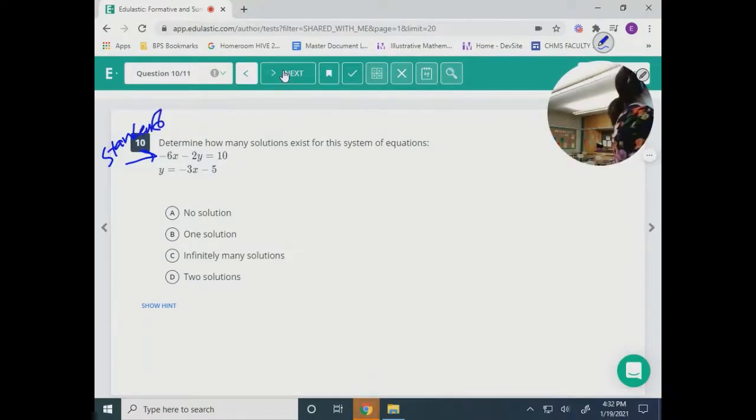We have our slope intercepts, so we need to do some conversions here. I need to get it to be either y equals or convert it to standard form. I don't really want to convert it to standard because I'm going to have to do a lot more. So I'm going to convert this first equation to slope intercept form.